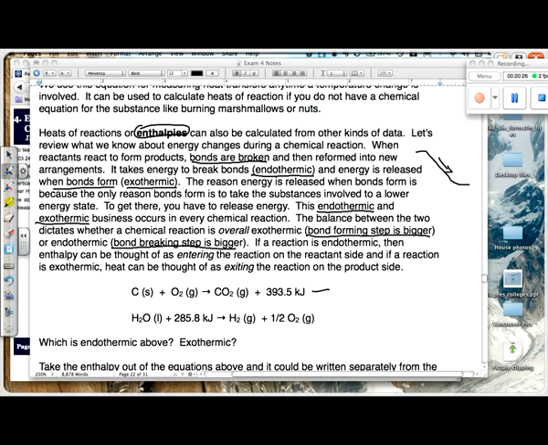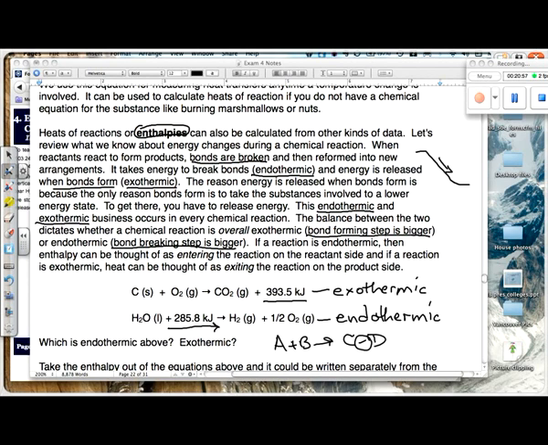So in this first example, the heat is written on the product side, so this one is exothermic. It's exiting the reaction. So it's the side it's written on that tells us. This one, the energy is entering the reaction, so this one is endothermic. Now when I write chemical reactions, I never write A plus B goes to C minus D. We never see a negative.